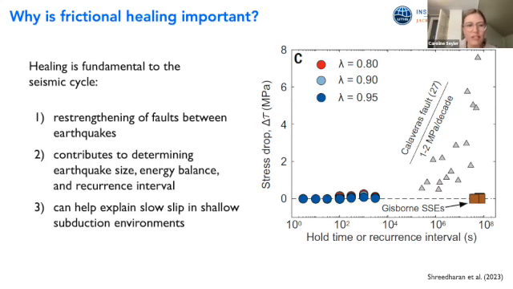A more recent observation of healing has also been used to explain slow slip in the shallow subduction environment. This example comes from the Hikurangi subduction zone, where fault gouges with near-zero healing rates, represented by these blue dots and this dashed line, coincide with almost negligible stress drops, really tiny stress drops, corresponding with slow slip events on the Hikurangi subduction zone. So that is another potential importance of frictional healing and how it might inform our understanding of seismicity on these major faults.